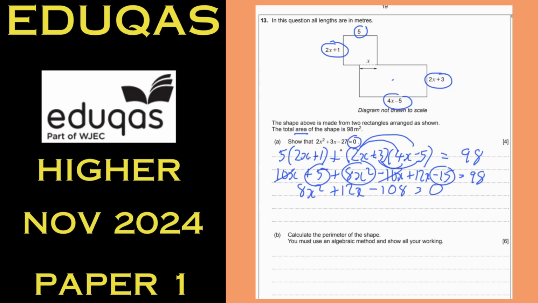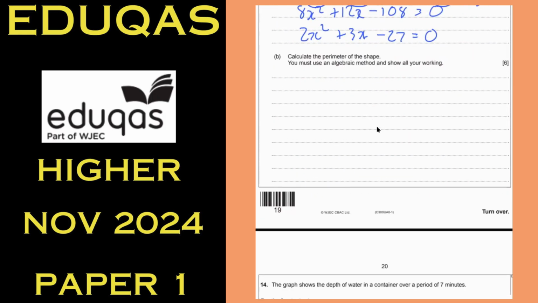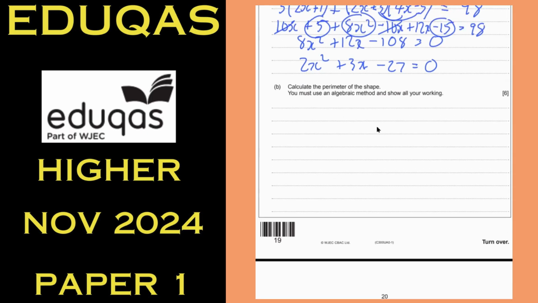And it looks like what we're having, except we need to divide everything by 4 and keep an eye on the target. It does indeed work a treat. Part B, 6 marks. Can't be that straightforward. Well, no, it isn't. To calculate the perimeter of the shape, we first need x.